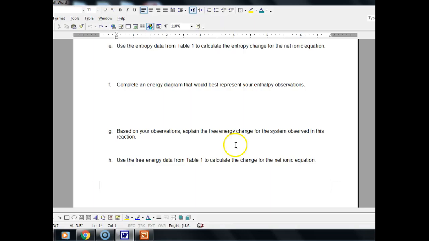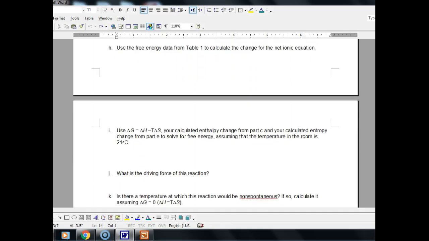So that's what I'm referring to with an energy diagram that would represent your enthalpy observations, so just your delta H. And now based on your delta H value and your delta S value, tell me what you would expect the free energy change to be. Would you expect it to be spontaneous as it's written, aka negative, or would you expect it to be positive, that you required energy to make the reaction proceed? Then I want you to calculate the free energy change using the data in table 1.